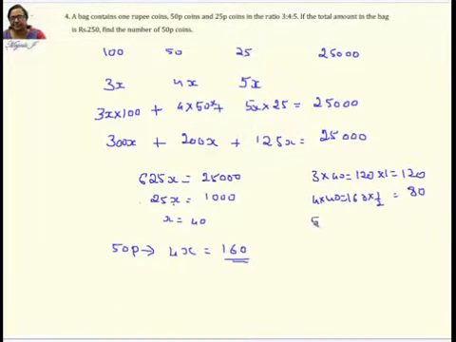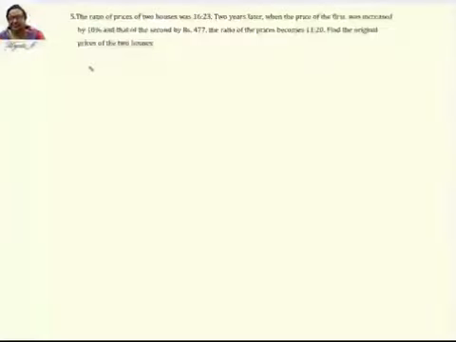Similarly, next one is 5 into 40, which is going to be 200 into 1 by 4. So what is 1 by 4 of this? 50. So when you add this, 120 plus 80 is 200 plus 50. So you're getting this 250. This is in money, taken in terms of rupees now.